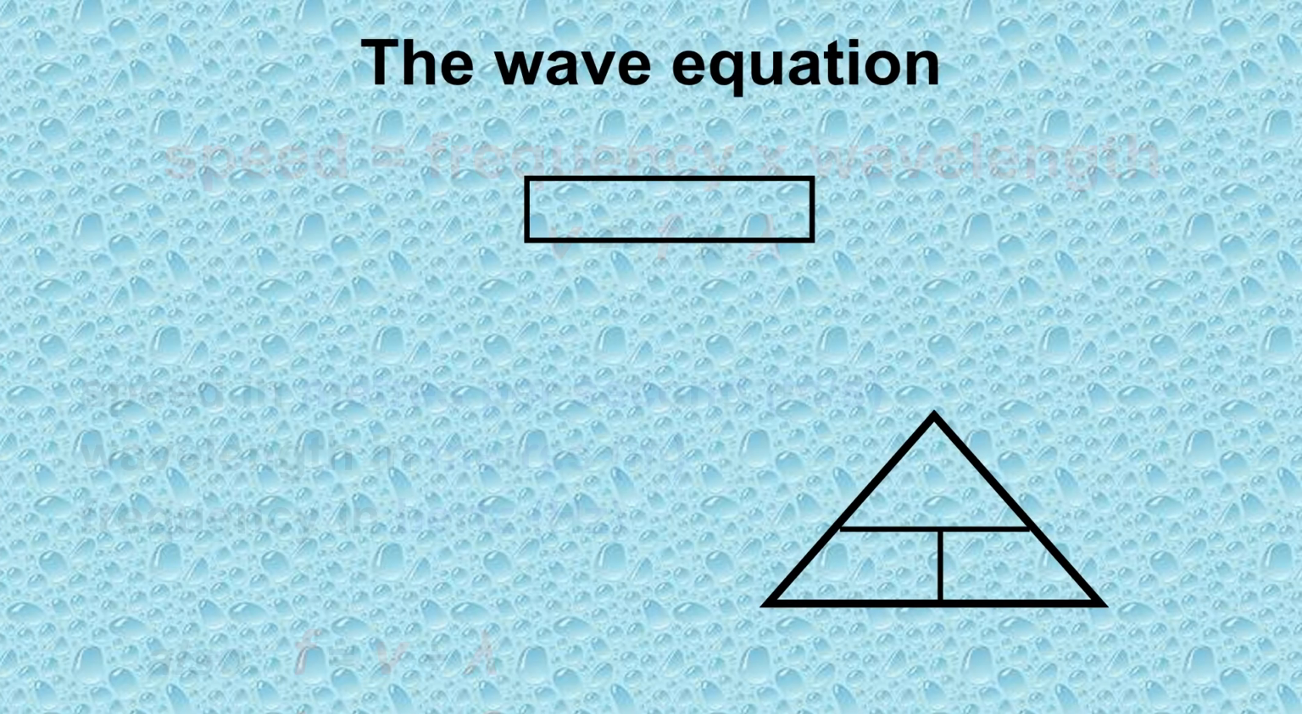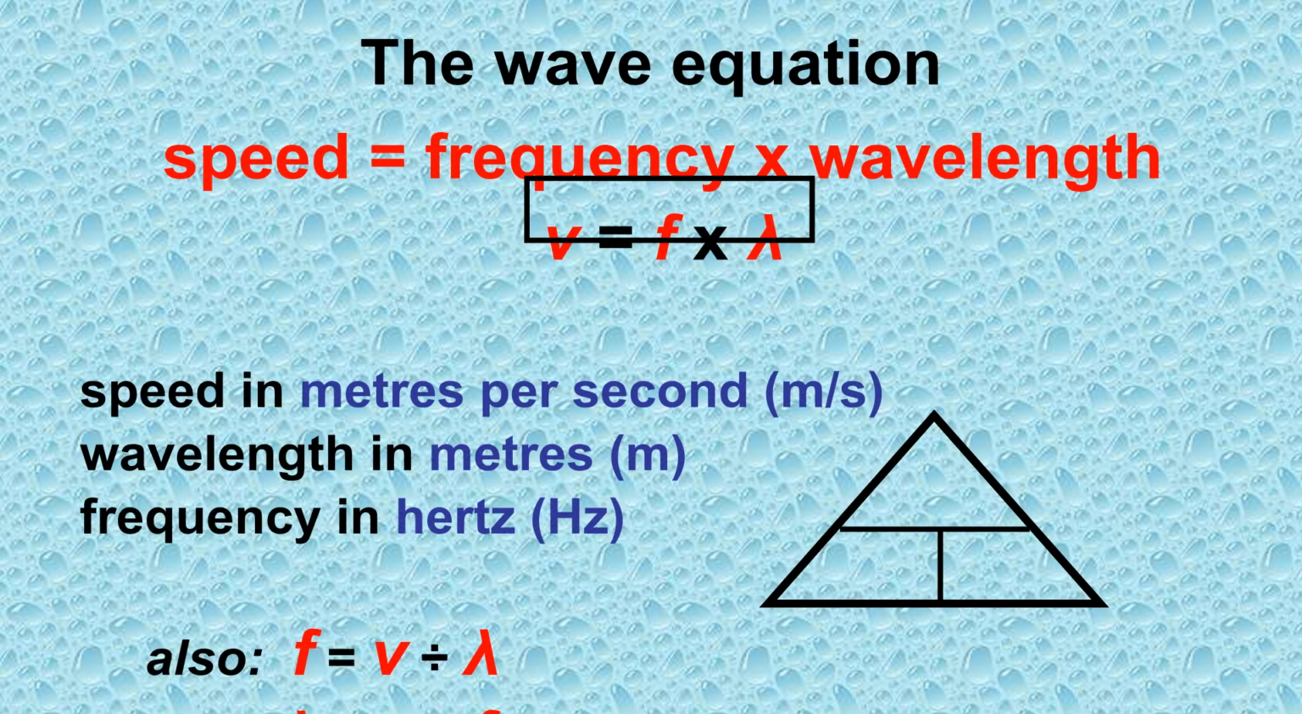The wave equation is speed equals frequency times wavelength, or V equals F times lambda. Speed is measured in meters per second, wavelength in meters, and frequency in hertz. This equation can be rearranged to find frequency or wavelength.